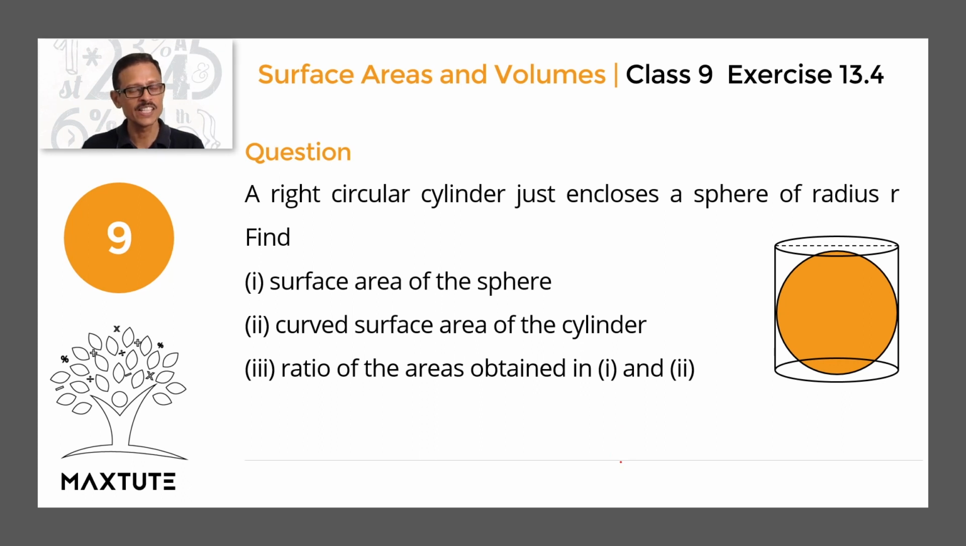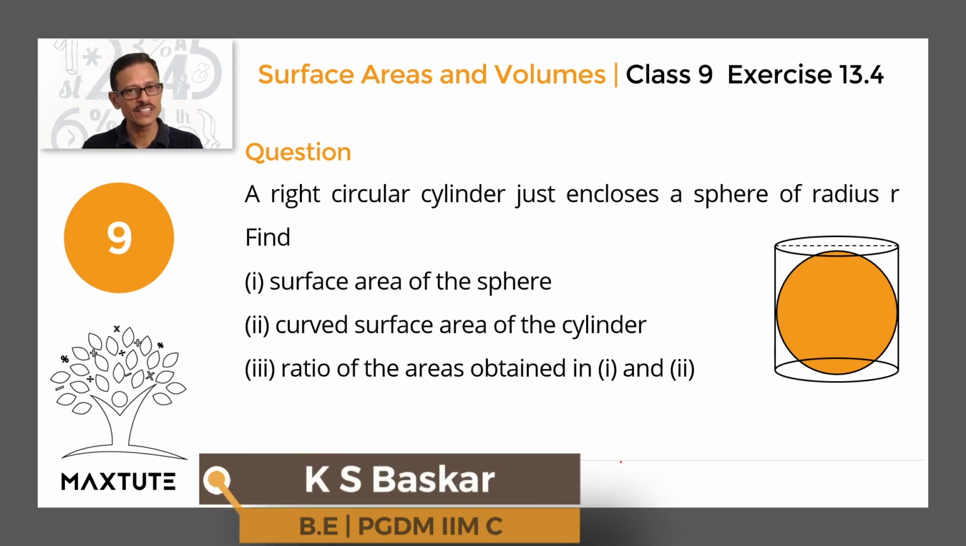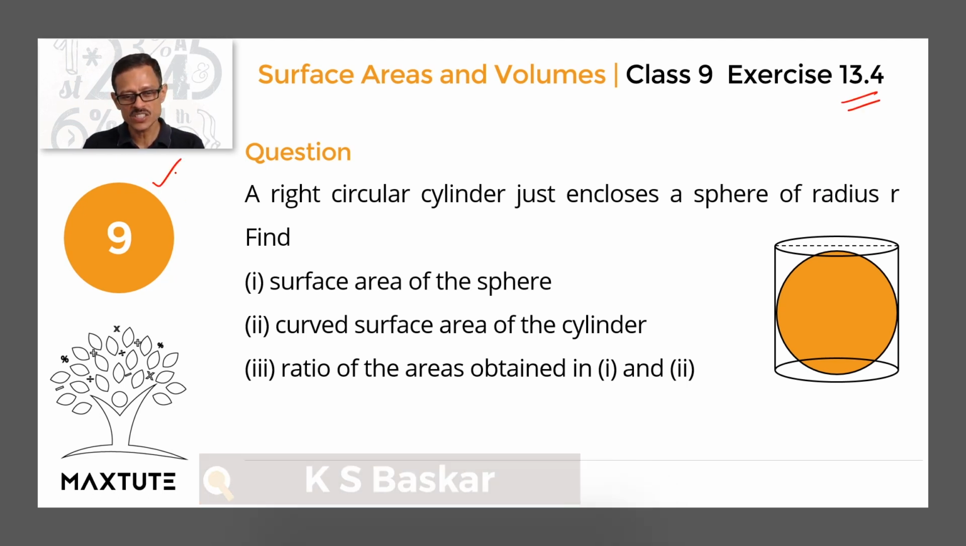CBSE Class 9 Math, NCERT Solutions to Class 9 Math, Chapter 13, Surface Areas and Volumes. We are in exercise 13.4 and question number 9. It's an interesting question. A right circular cylinder just encloses a sphere of radius r. What do you mean by just encloses?